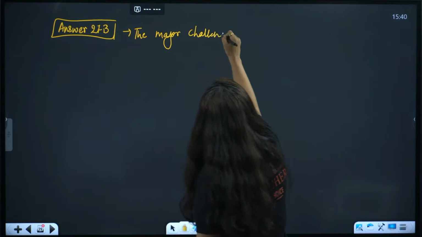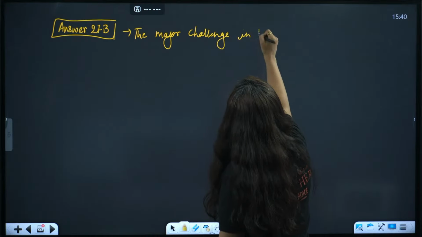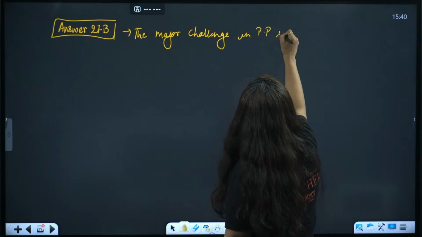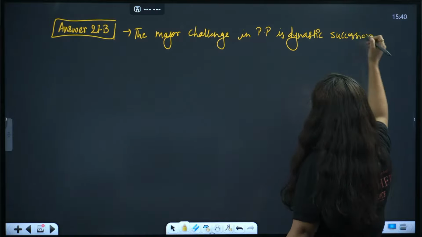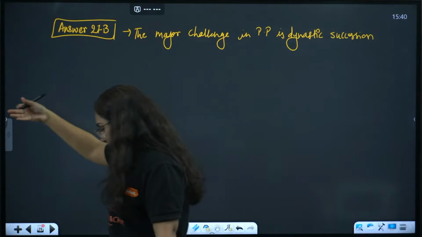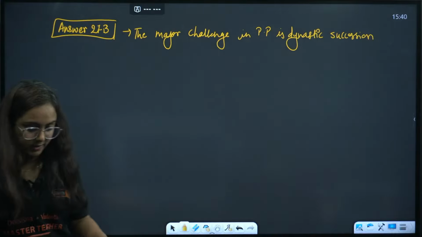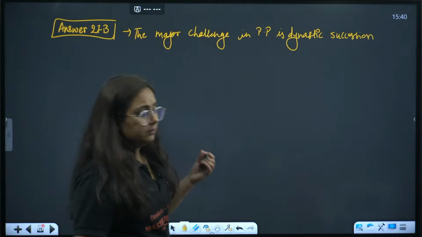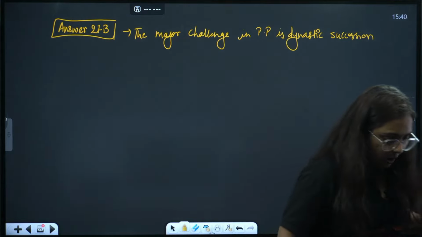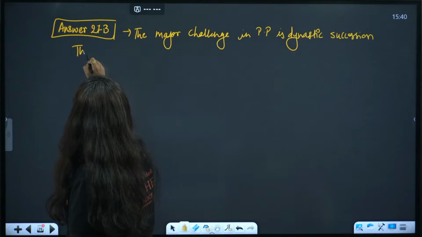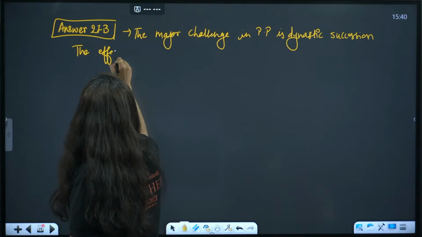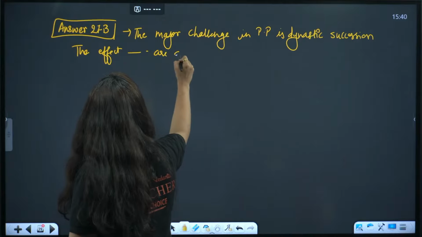We know that the major challenge in political party is dynastic succession. What is it, my dear students? Dynastic succession. We know that the king's son will become king. We are aware about this situation in India, in the world, all throughout days. So the major challenge in political parties is dynastic succession. The effect or impact of this are as follows.